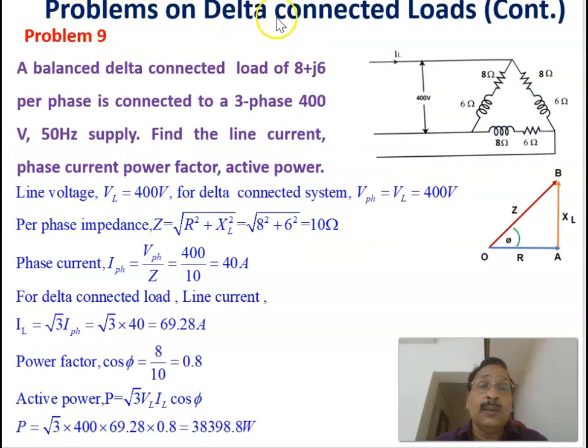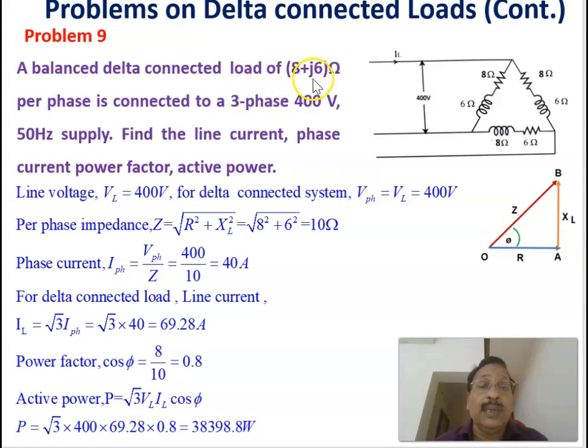Now let us see another problem in delta connected load. Problem number 9. A balanced delta connected load of 8 plus j6 ohms per phase is connected to a 3-phase 400 volt 50 hertz supply. Find the line current, phase current, power factor and active power.